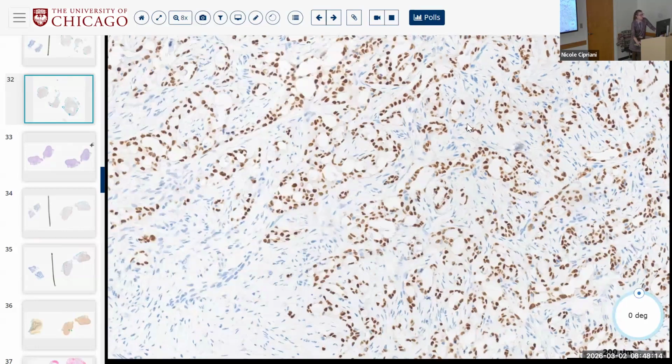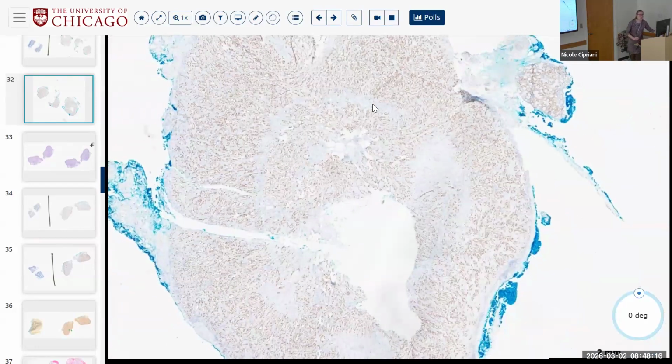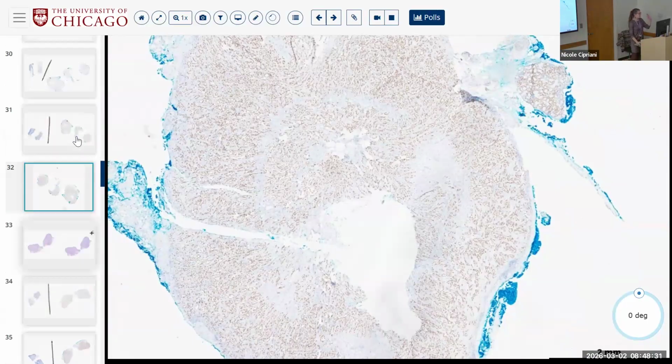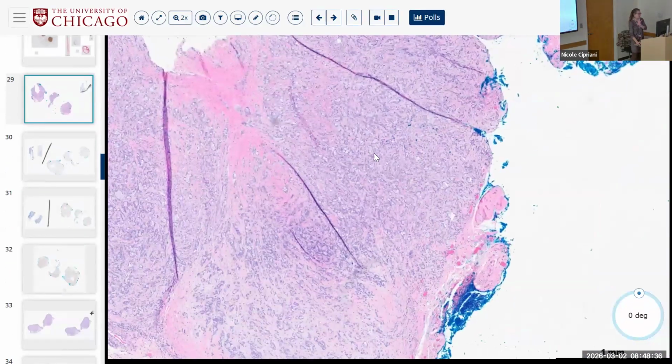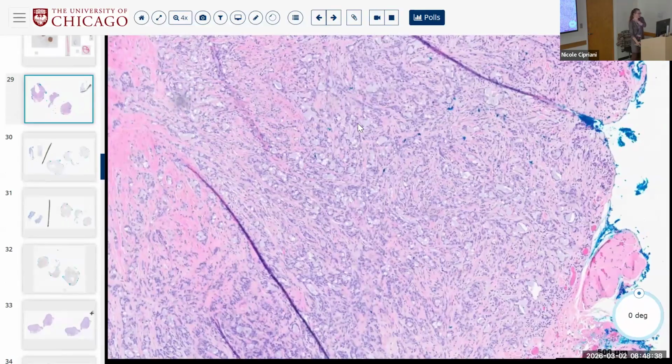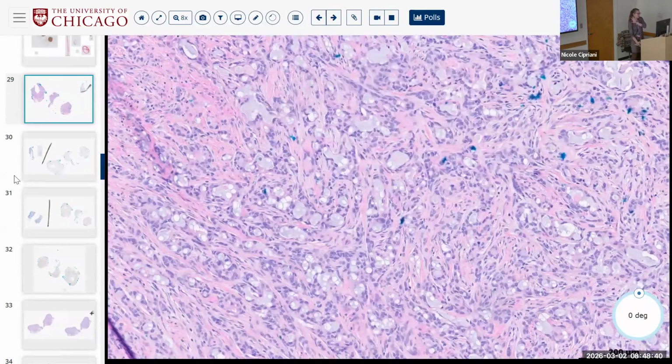I tend to not use SOX10 so much in salivary because it stains a lot. As you can see, it stains normal ducts and acini, but it also stains some tumors. But this is an example of where SOX10 was done. So we have a morphologically P40 negative, monophasic, secretory-like looking tumor, but with this fibrocellular stroma in the background. Does anybody know what this one is?